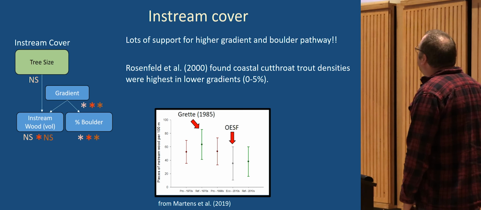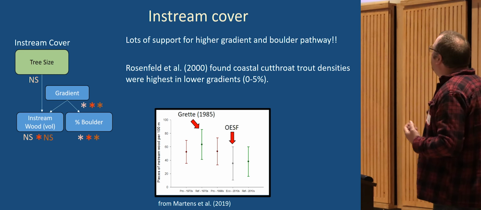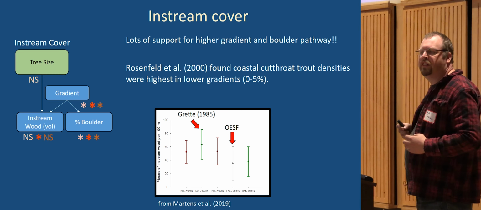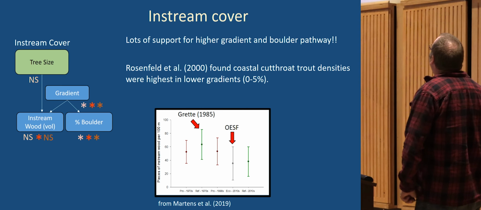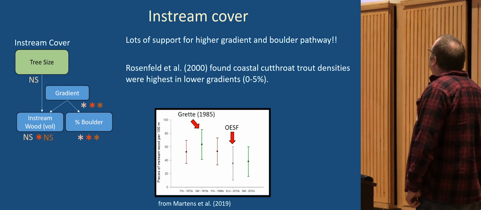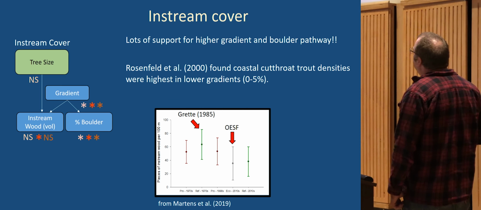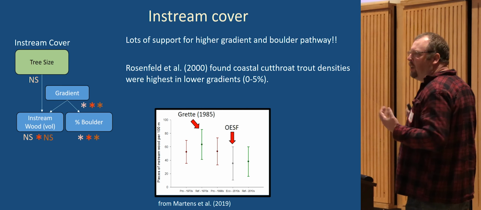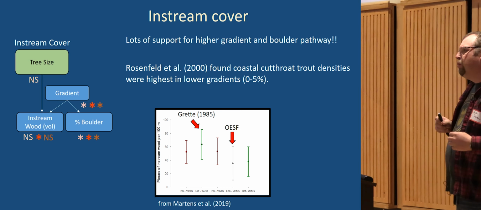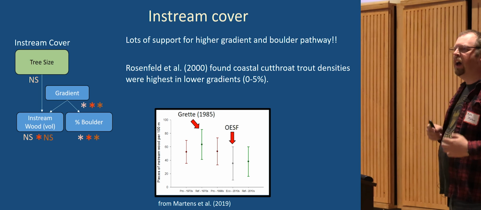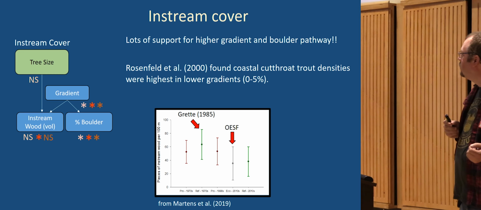My first thought, well, maybe cutthroat just prefer higher gradient streams. But when I really looked in the literature, that didn't seem to be the case everywhere. Like in this Rosenfeld et al. paper in 2000, cutthroat densities were actually highest in these lower gradient streams. So we may have something going on different here than on other streams. And what I think may be happening is, I don't think in our sample at least, we have enough lower gradient streams with high amounts and volumes of wood to really show the importance of wood within our analysis.